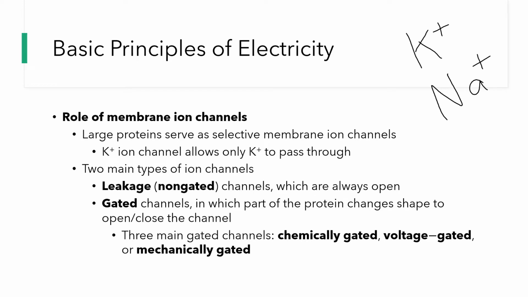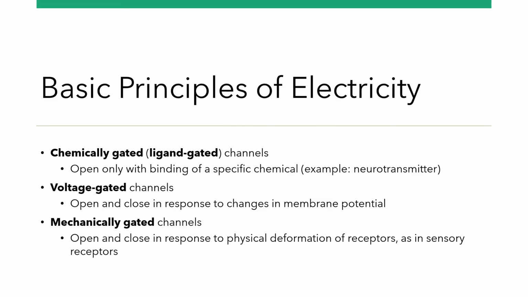Okay. Now, there are different types of gated channels, and they fall into three different categories. There is chemically gated, voltage gated, or mechanically gated. Okay. So chemically gated are ligand gated, which will only open when a specific chemical binds to them, for example, a neurotransmitter. When we talk about muscle contraction, we're going to be talking about acetylcholine, and that would be a neurotransmitter that is going to bind to chemically gated channels.